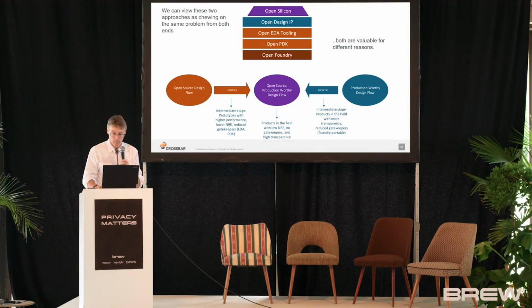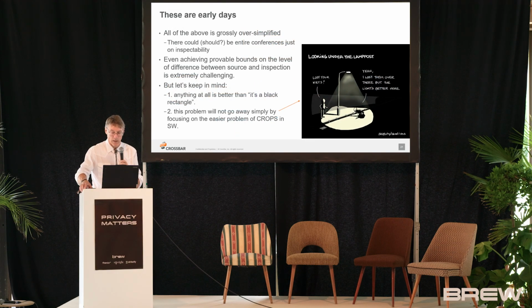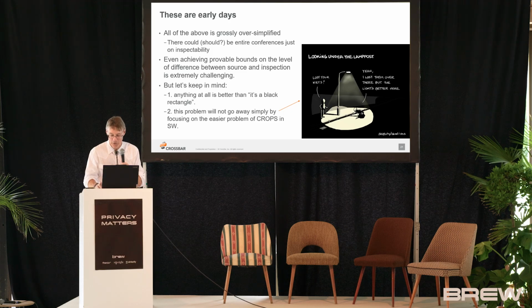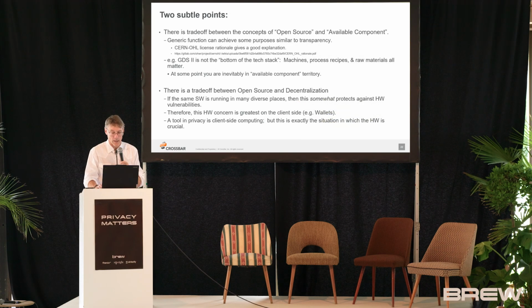Yeah, I'll skip over this one. I would say these are very early days. This is really inexact and has a lot of problems. We don't even know that we can necessarily get there. But anything at all is better than a black rectangle. And I think this problem doesn't go away by just ignoring it. I feel like in software or maybe an event like this, there's a little bit of what I call the lost key syndrome. It's like, this is too hard. We'll just look at the software because that's easier, whether or not that's really where the problem is.